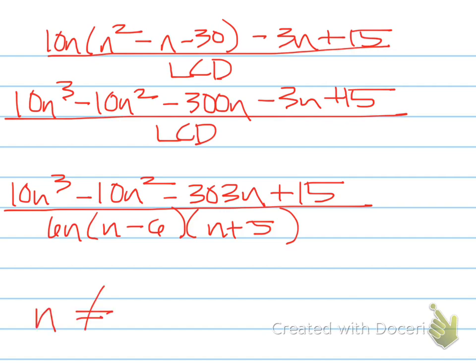And we need to state what n cannot equal. When we set 6n equal to 0, we get n cannot be 0. When we set n minus 6 equal to 0, we get n cannot equal 6. When we set n plus 5 equal to 0, we get n cannot equal negative 5. All right, so we need to add a 0 in there.